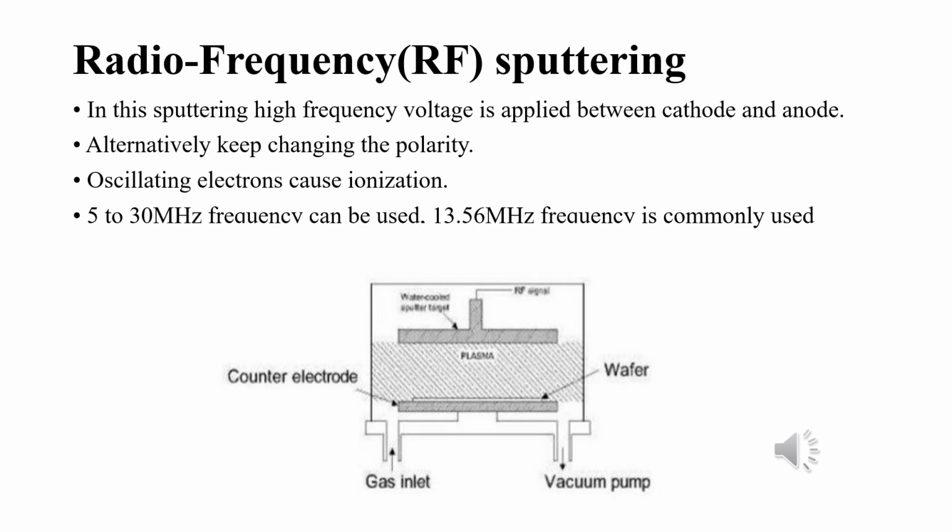In this sputtering, a high frequency voltage is applied between cathode and anode, alternately keep changing the polarity. Oscillating electrons cause ionization.